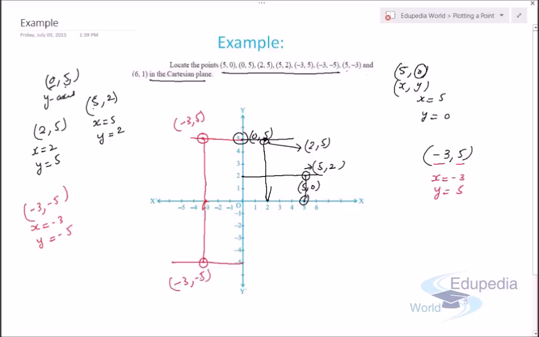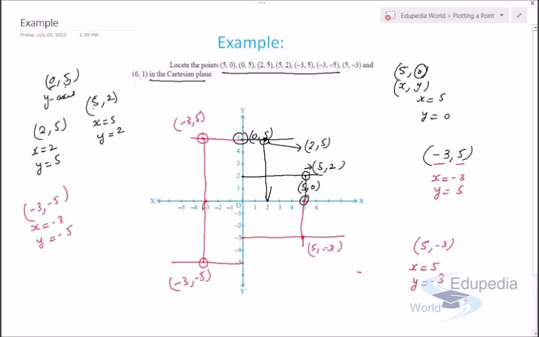So the next point is 5 and minus 3. So x part is 5 and y part is minus 3. So x part is 5, so point is here, and y part is minus 3, so point is here. So again we'll draw a line like this, and from 5 we draw a line like this. So the point where they intersect is a point. So the point is 5 and minus 3.